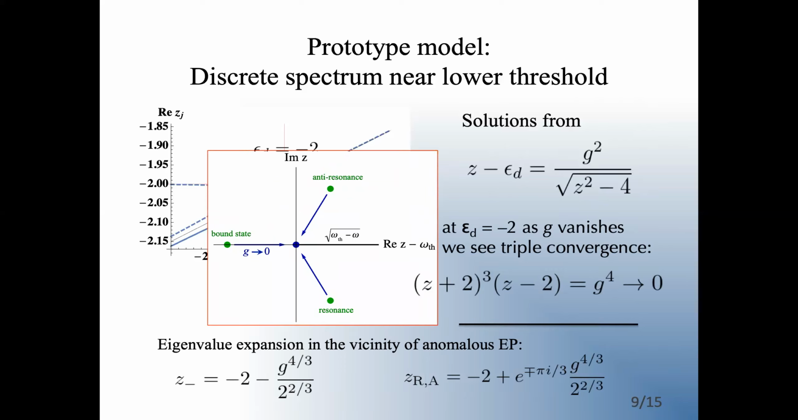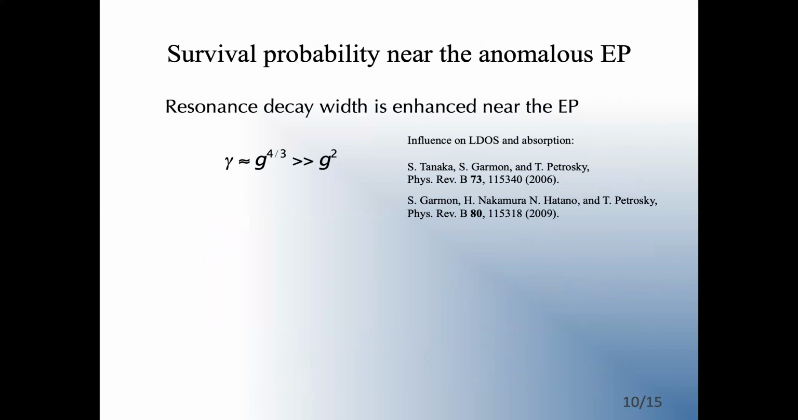And we can obtain the Puiseux expansion for the eigenvalues in this vicinity, which have the form that we mentioned earlier, which is the cubic root in terms of g, the coupling. Now, a point is, as we mentioned previously, the resonance decay width is enhanced near this anomalous exceptional point. In particular, it has this g^(4/3) character, which is enhanced relative to the usual Fermi golden rule case. And the influence of this on the local density of states and other quantities is studied in these papers.